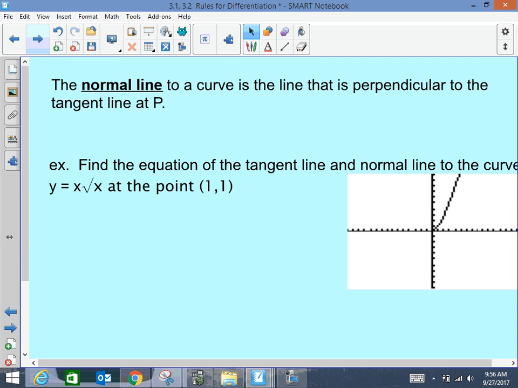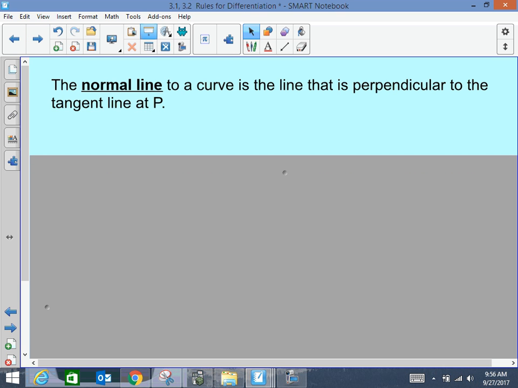All right. Okay. So some new vocab, I think this is new to you. The normal line to the curve is the line that is perpendicular to the tangent at P. Okay, so normal, I don't know who named it, but it was a really dumb name.